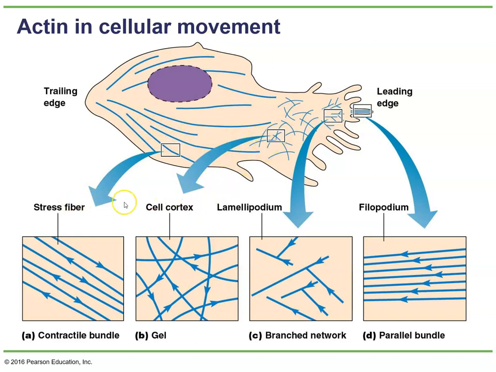We have different stress fibers, cell cortex, lamellipodia, or filopodia. So different regions, depending on where we are at the leading edge or within that growing edge, can be branched. And these are all dictated by the types of proteins that are associated with these actin molecules.